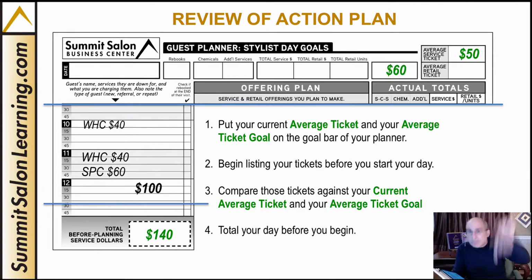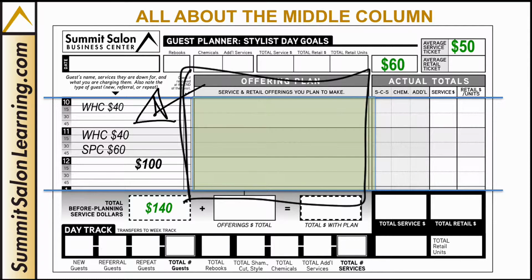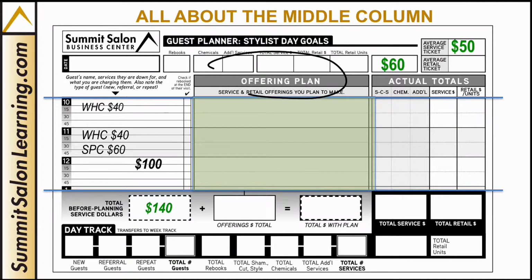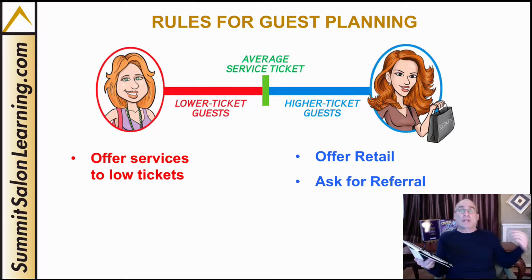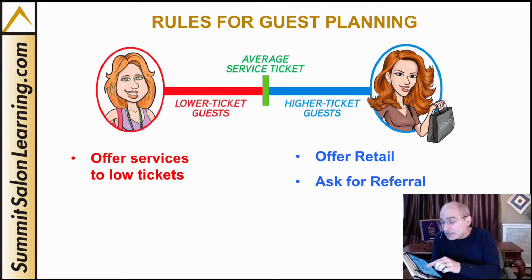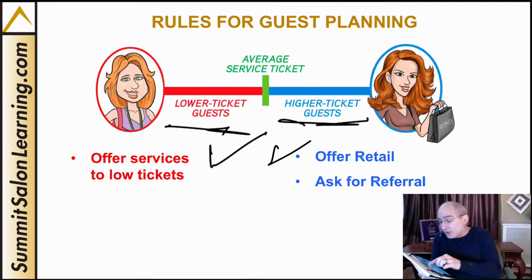Now, this particular conversation is all about the middle column. Last lesson, let's take a peek at the tickets before it shows up. This lesson is about what is it exactly that we want to begin offering to the clients in those windows. And as you recall, a couple of lessons ago, I gave you the rules for guest planning. You remember that? If the ticket was lower, it was about offering services. If the ticket was higher than average, the alternative was to begin with a retail as well as referral.